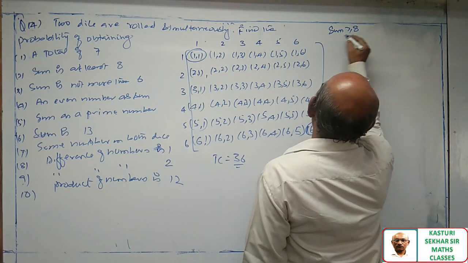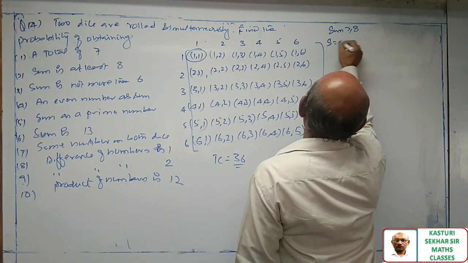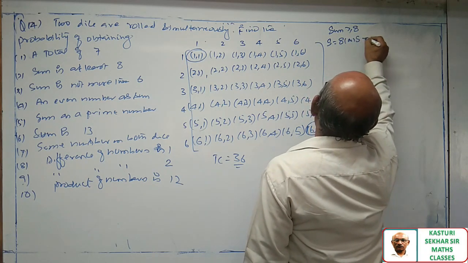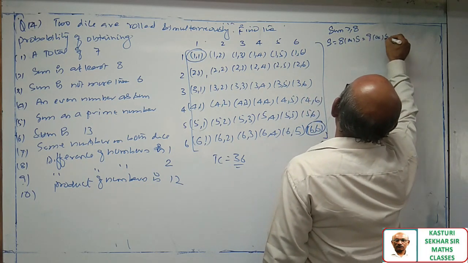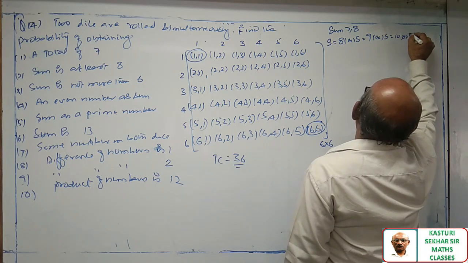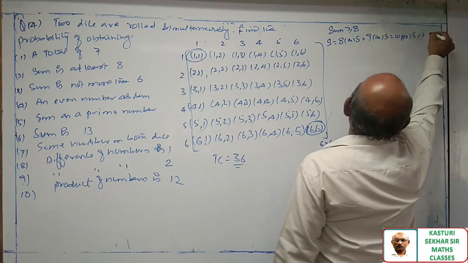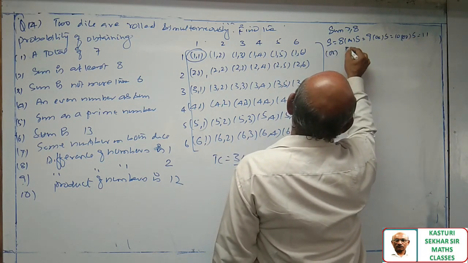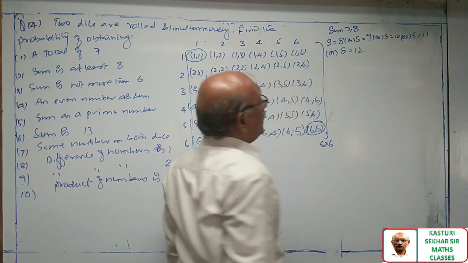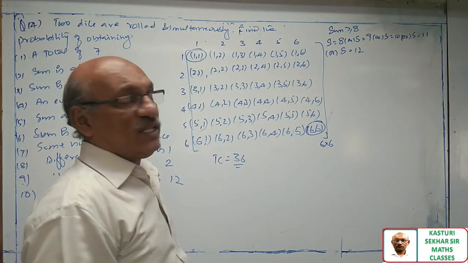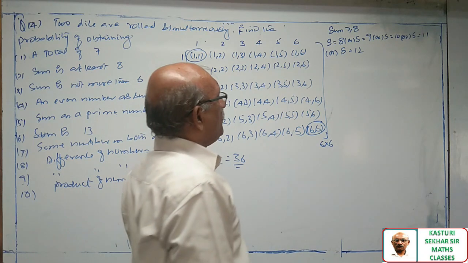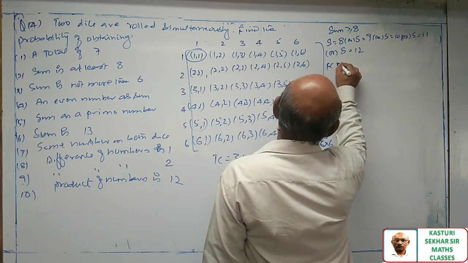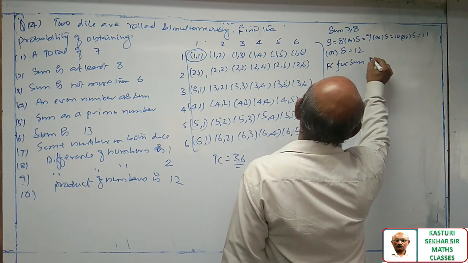So sum is greater than or equal to 8 means sum is equal to 8, or sum is equal to 9, or sum is equal to 10, or sum is equal to 11, or sum is equal to 12. 1, 2, 3, 4, 5. These are the 5 possibilities we have. Let us calculate favorable cases for sum is equal to 8.